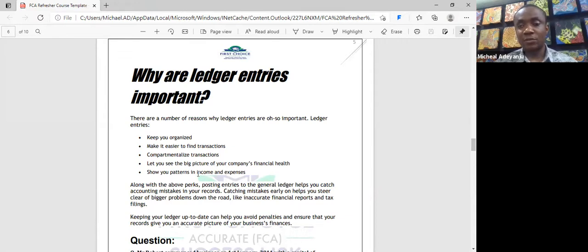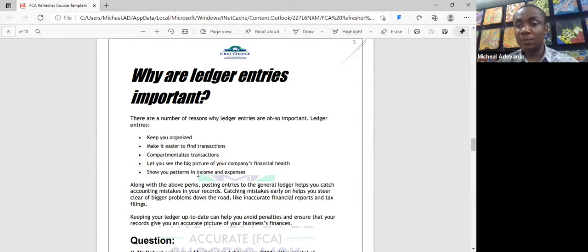Why are ledgers important? There are a number of reasons why ledger entries are so important. It keeps you organized, makes it easier to find transactions, and compartmentalizes your transactions. You can easily look at the bank account, you can easily see the cash account, you can easily see the expense account of your transactions.